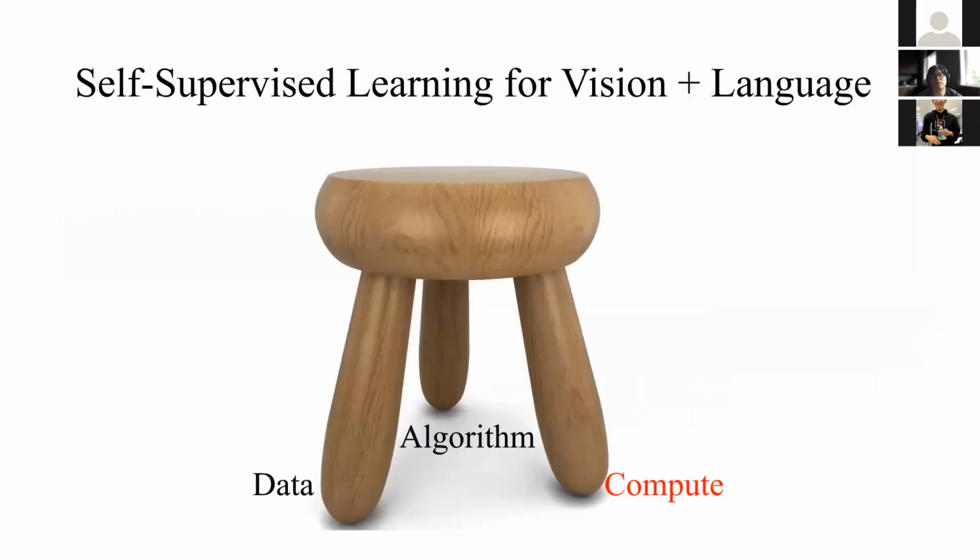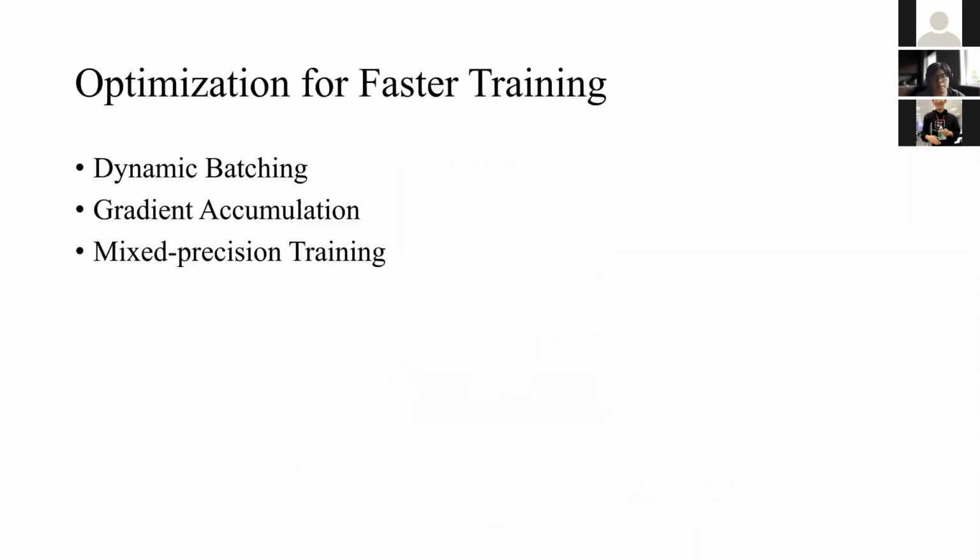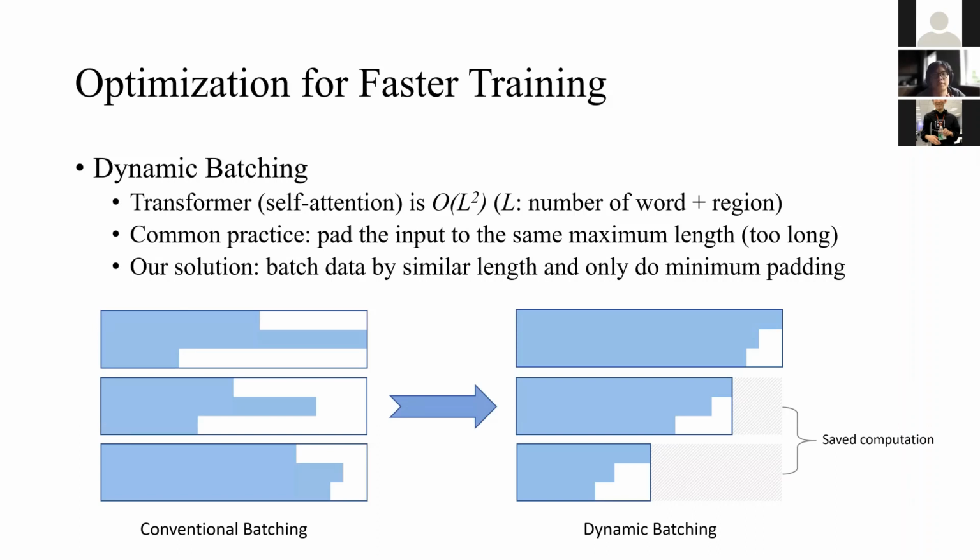So now we've talked about data and algorithm. Now let's talk about the third leg of the chair, which is also super important: compute. For such a pre-training and fine-tuning pipeline, we need a huge amount of computing resources. So how can we best utilize our computing resources? For boosting the training speed, we apply 3 important tricks: dynamic batching, gradient accumulation, and mixed precision training. Each of them contributes to the overall throughput of pre-training.